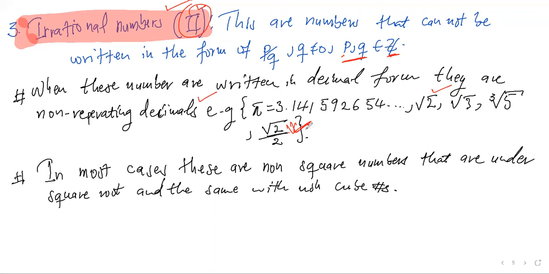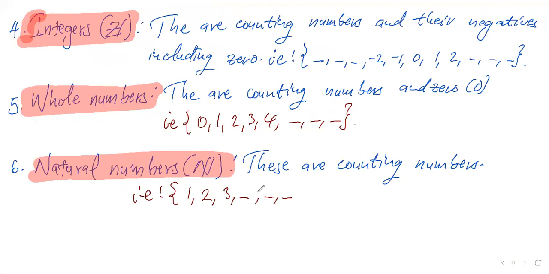Hence, it is irrational. I think I'm clear. And then some important aspects again to note: in most cases, these are non-square numbers that are under square roots, and the same with non-cube numbers under cube roots, and the same with non-quad numbers under quad roots, or fourth roots, whatever. So I guess we are clear. I think now you can see that math is easy.